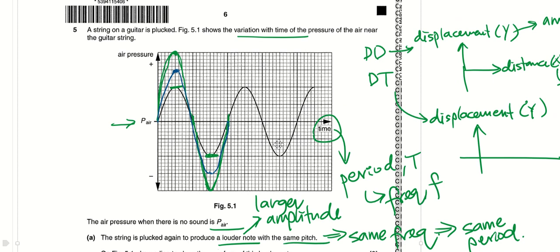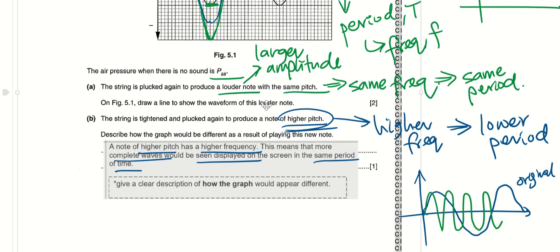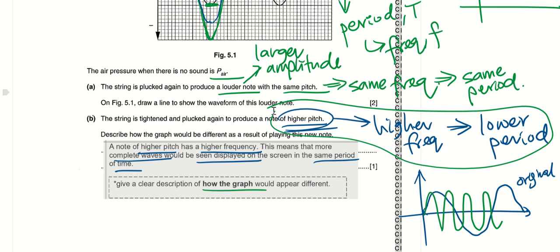So we have to give reference to the graph. We cannot just stop at, oh, higher pitch, higher frequency, lower period, full stop. No, we must say there will be more complete waves displayed on the screen, which is the graph, in the same period of time. Okay, so if you didn't say how the graph will appear different, and you just give this theory, you will not get that 1 mark.